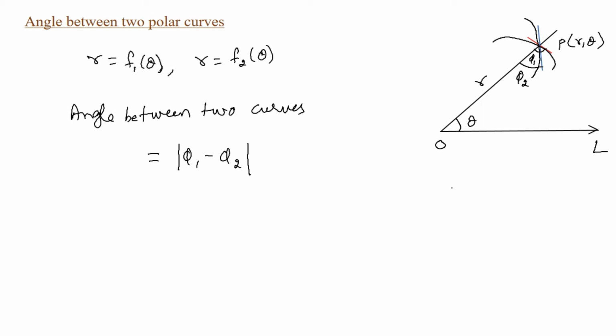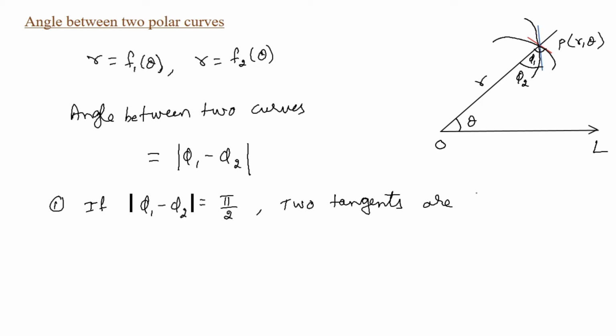And we already have one more relationship. Whenever you have two different angles, suppose we'll try to take different cases. Suppose the first case, if this difference phi 1 minus phi 2 is equal to pi by 2, 90 degree. So if the difference between the two angles is pi by 2, then we say that the two tangents are perpendicular to each other.